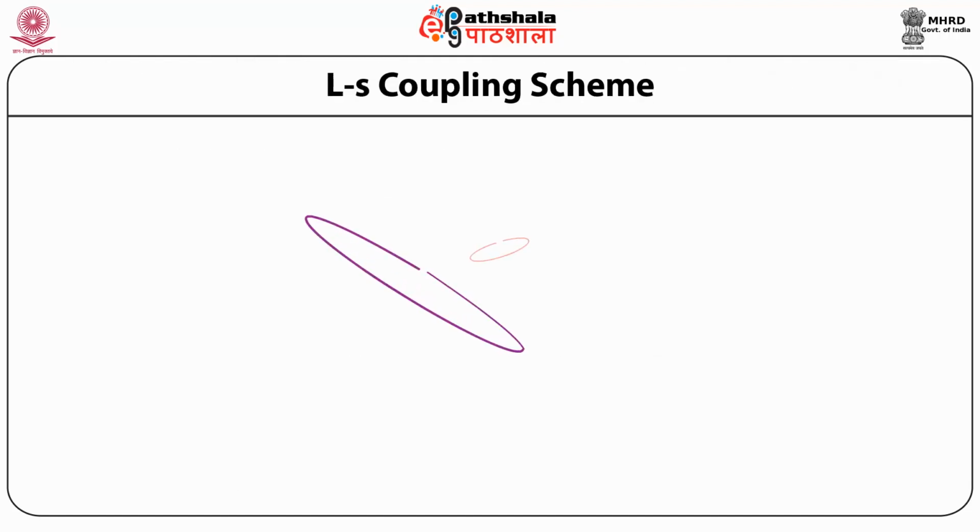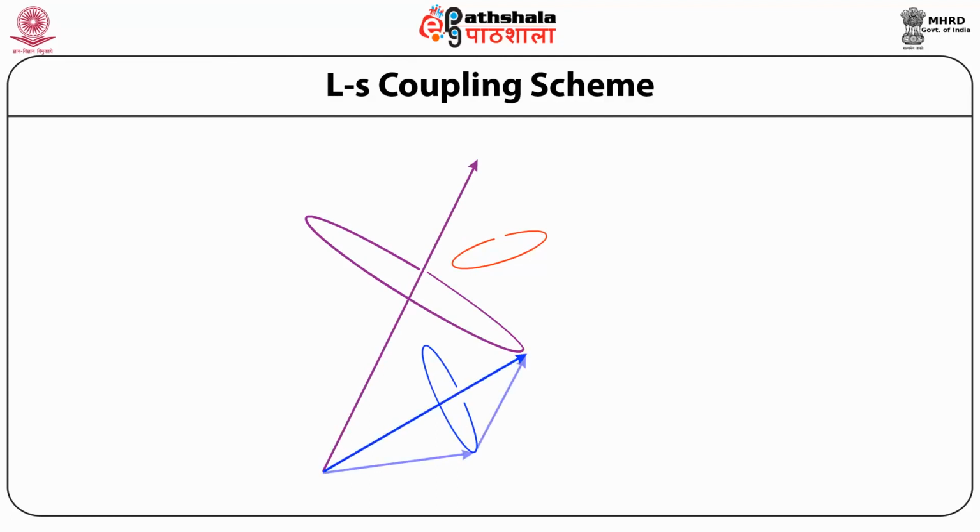So, the figure depicts the LS coupling, where we have already described that these capital L and S, the resultant of them, gives the J.